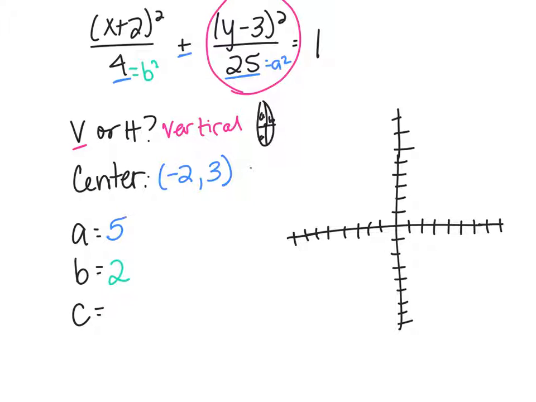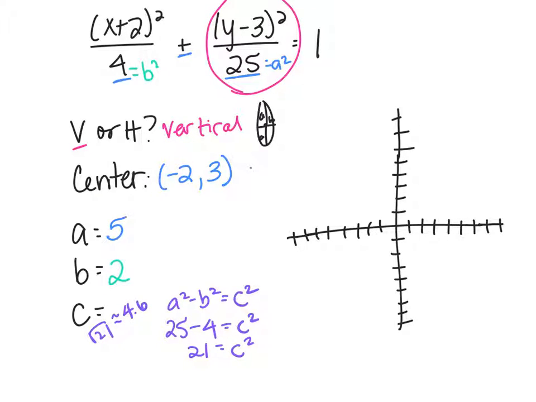And then remember for C, we have our formula A squared minus B squared equals C squared, which is the opposite of the Pythagorean theorem. So we have 25 minus 4 equals C squared. So we get 21 equals C squared. If we take the square root of 21, we get about 4.6. So that's what we'll use when we're graphing. That's everything we need to graph.